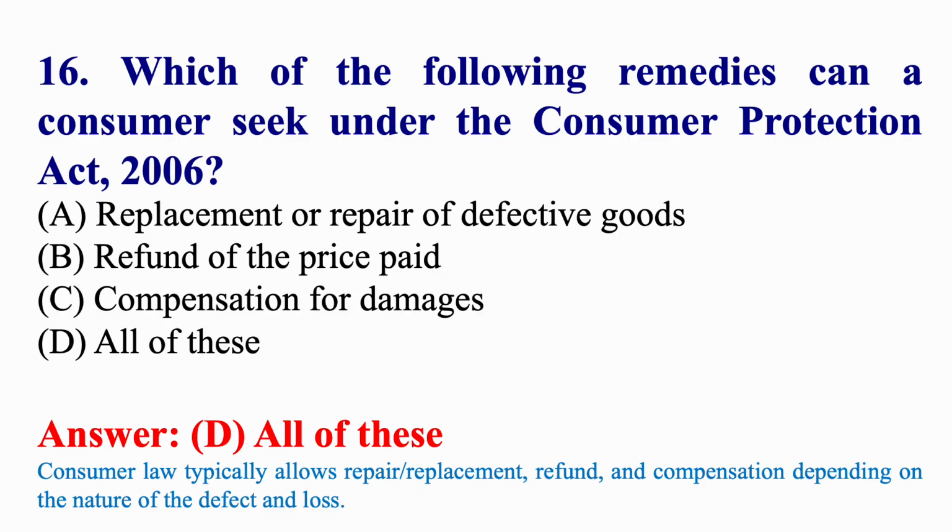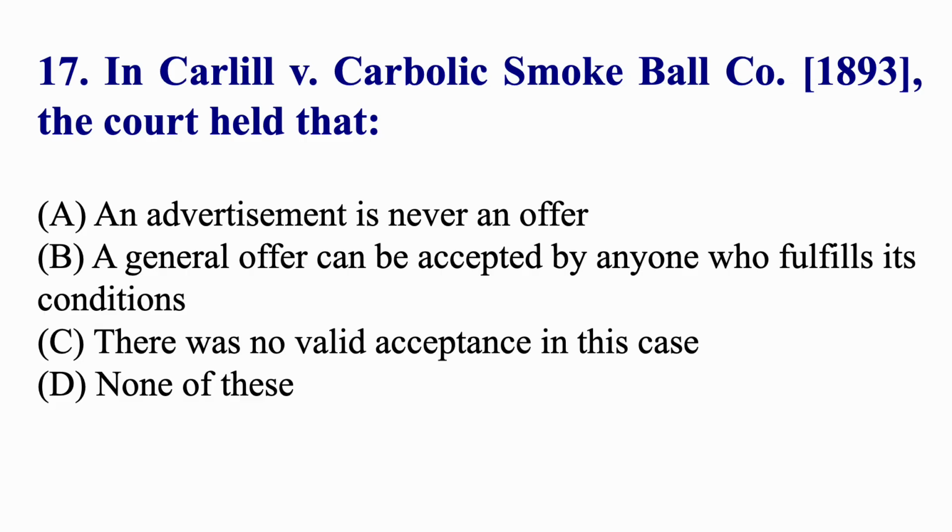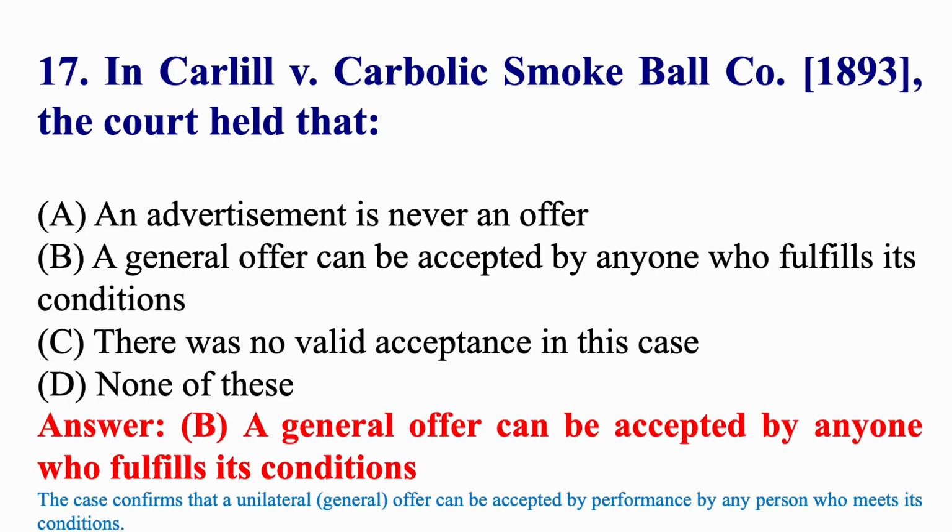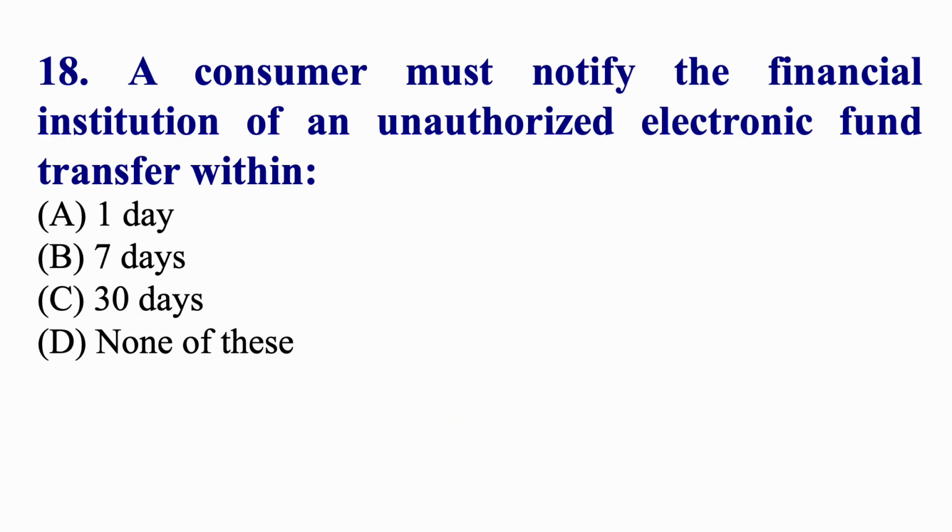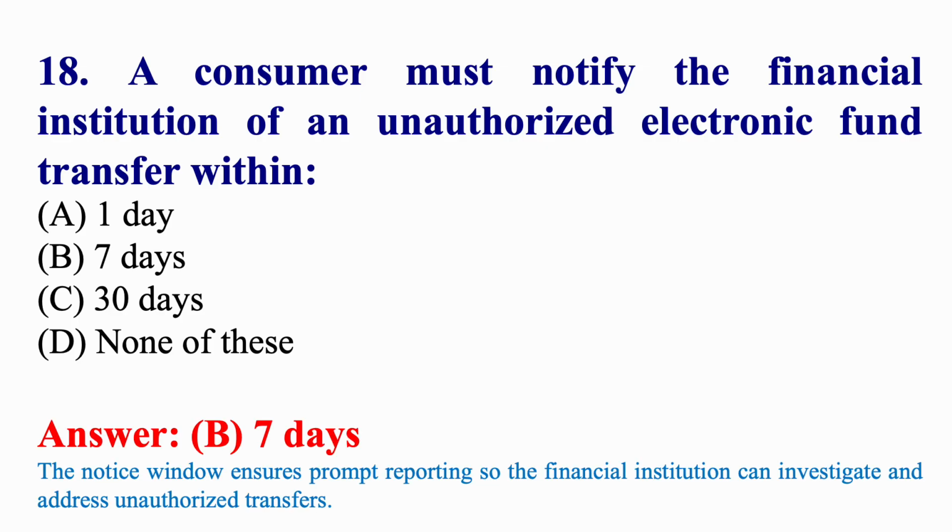All of these. A is replacement or repair of defective goods, B is refund of the price paid, C is compensation for damages. In Carlill versus Carbolic Smoke Ball Company 1893, the court held that a general offer can be accepted by anyone who fulfills its conditions. A consumer must notify the financial institution of an unauthorized electronic fund transfer within 7 days.